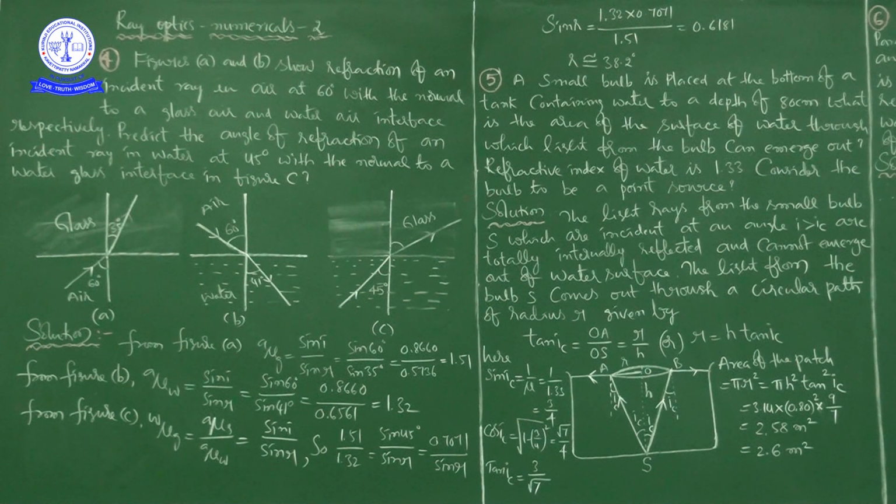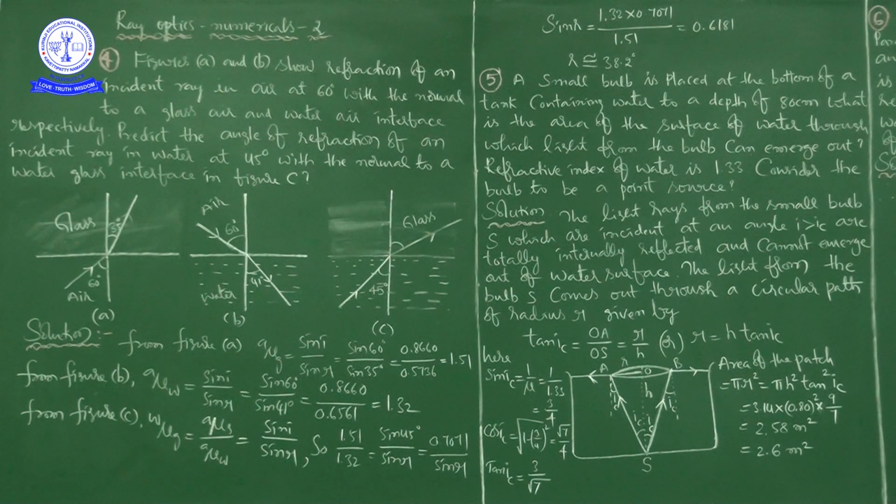Now see the solution. The light rays from the small bulb S, which are incident at an angle i greater than i_c. First these two are i_c, so then this is also i_c. It is like a normal at this point, and this is also a normal at this point. You know very well, the angle of incidence is the angle between the normal and the incident ray. So then automatically this is i_c and this is also i_c, by the geometrical properties of lines and triangles.